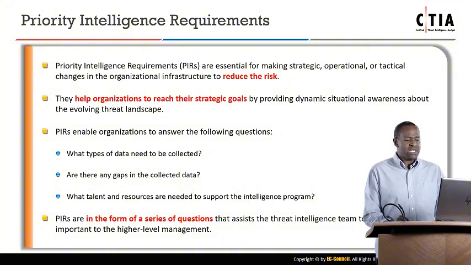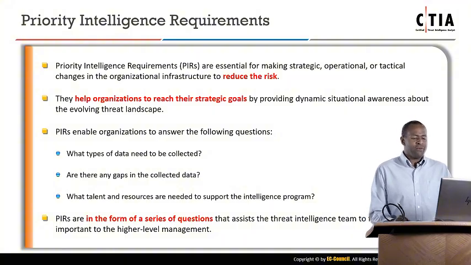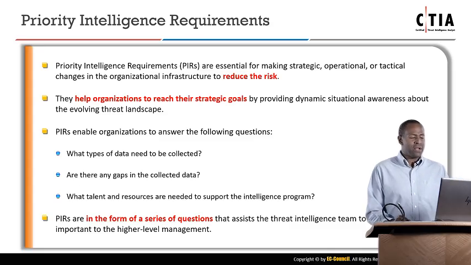They help organizations to reach their strategic goals by providing dynamic situational awareness about an evolving threat landscape. That word dynamic means that it is changing sometimes moment to moment. So we want to be able to adapt to that rapid change. Priority intelligence requirements will help the organization to answer some of these questions. Let's look at some of the questions here.